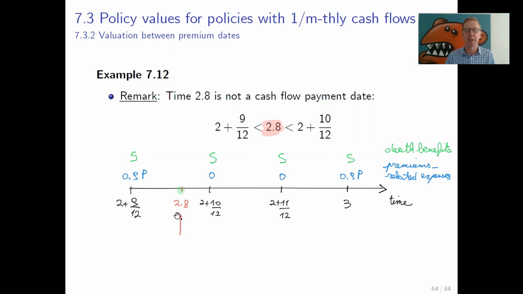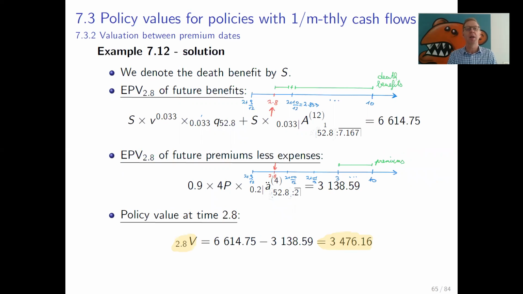So if you look at the timeline, time 2.8 is here. There was a premium payment at time 2 plus 9 over 12, and there will be the next premium payment at time 3. An eventual death benefit was to be paid at time 2 plus 9 over 12. The next eventual death benefit is paid at time 2 plus 10 over 12, but at time 2.8, there is no death benefit. So we are at time 2.8, where there is no death benefit paid, and where there is also not a premium payment. Let us now denote the death benefit of amount 500,000, for simplicity, by S.